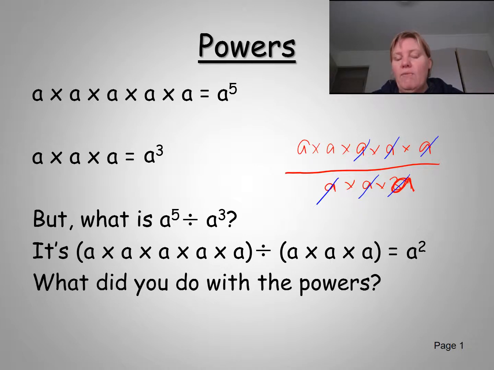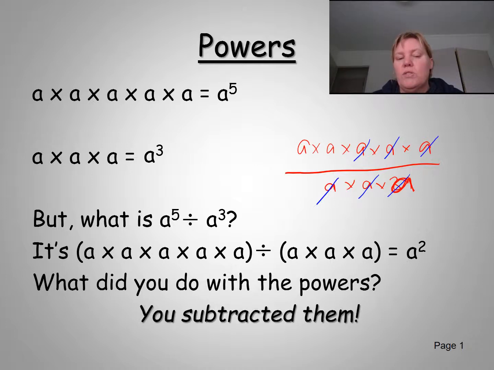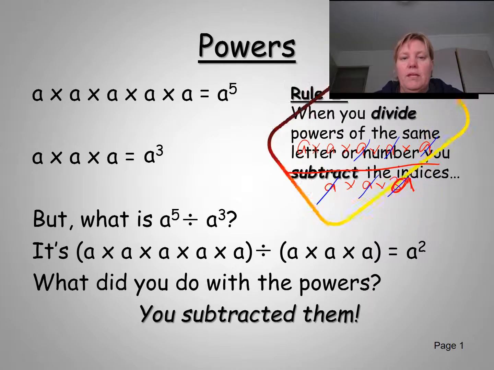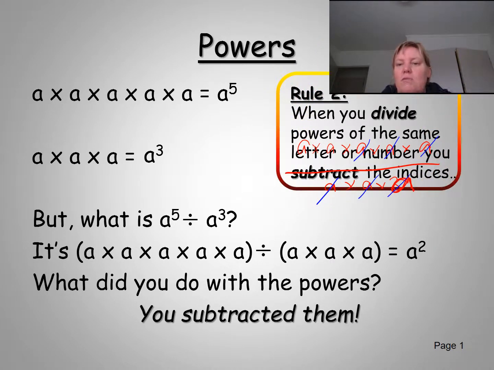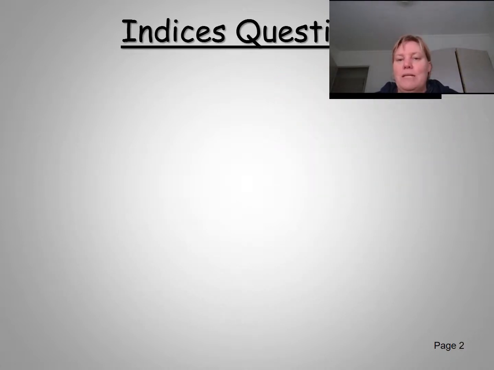All right, now if you have a look at what happened with the powers, you can minus the powers or subtract them. I'd be careful doing this. It's a little bit easier sometimes just to work out, not lob them off the top and the bottom. So there we go. When you divide powers of the same letter or number, you actually subtract the indices. That's what's happening. But I quite often knock them top and bottom off. It makes it a little bit easier.